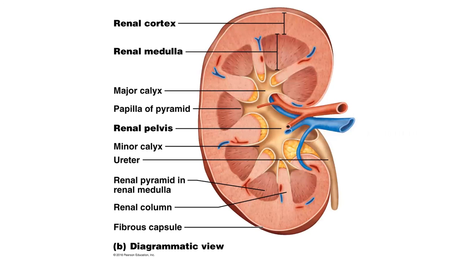On the kidney itself, you have some main features. Cortex is always the outside edge. This region right along here is the cortex. Then you have the medulla, which is the middle of it. And here are your pyramids.